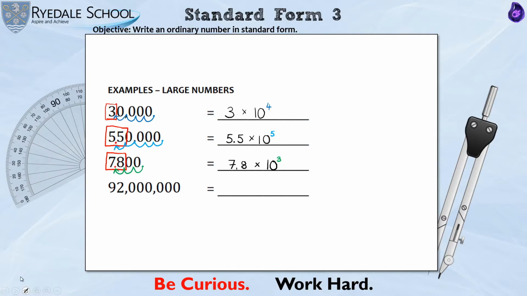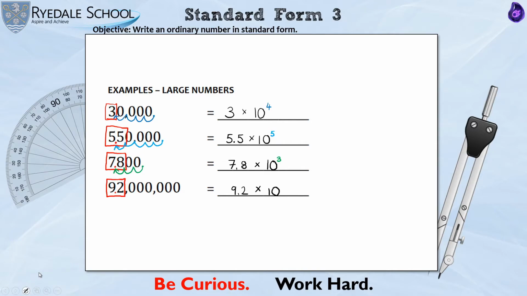And on this last one, I'll just show you a little trick that you might be able to do once you start getting confident. So this is 92 million. My important digits are the 9 and the 2. So I need my decimal point to be there. Okay, so the important number at the front, my value of A is 9.2 times 10 to a certain power.